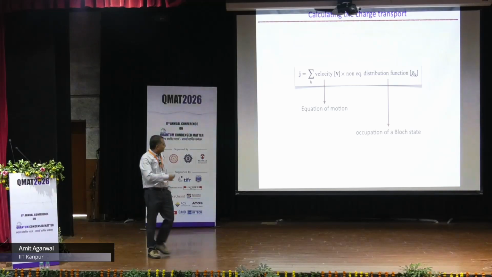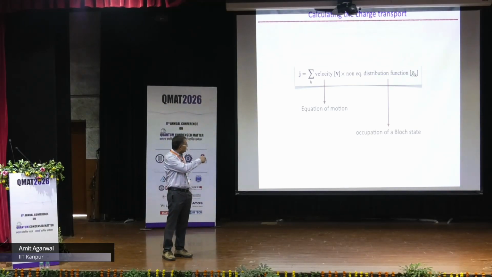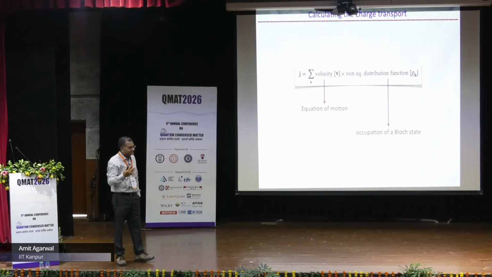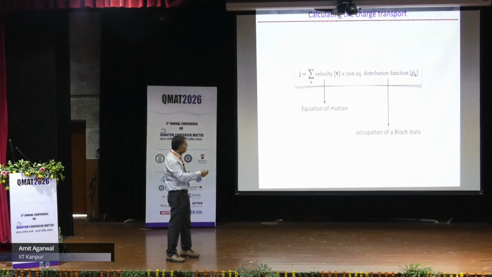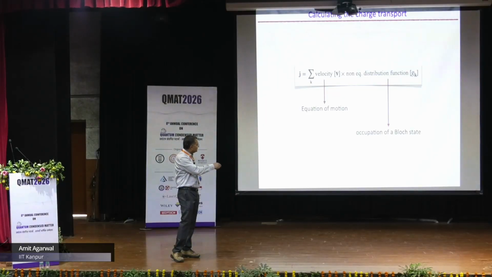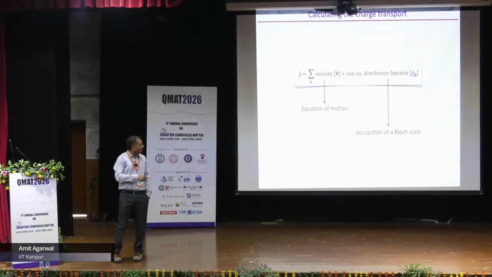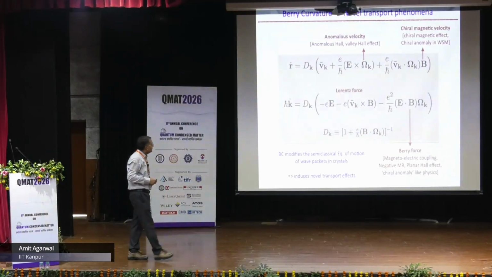Okay. So, to calculate this, I need to have information about the intrinsic dynamics of the system, which is captured by the velocity operator, or the expectation value of the velocity, and I should have the impact of external perturbations on the distribution function. Okay. So, let us go through one by one.